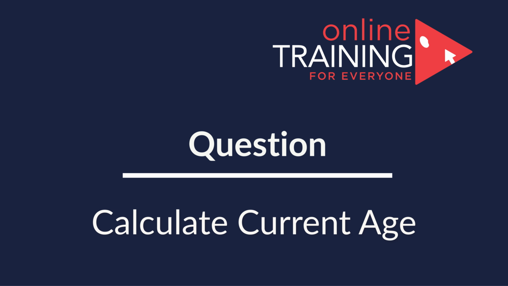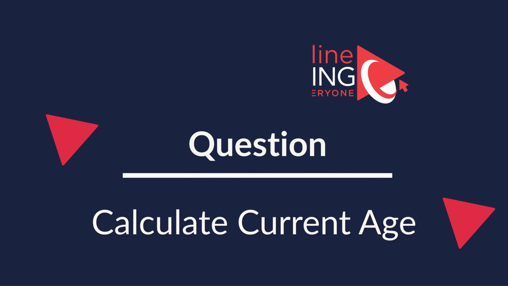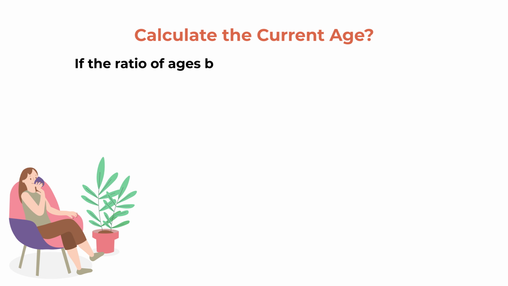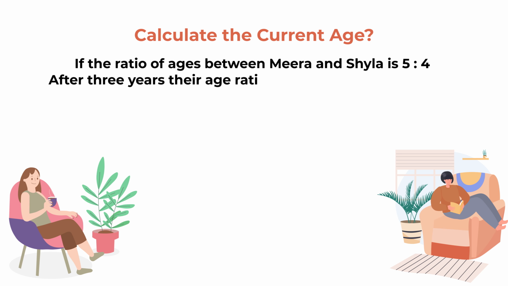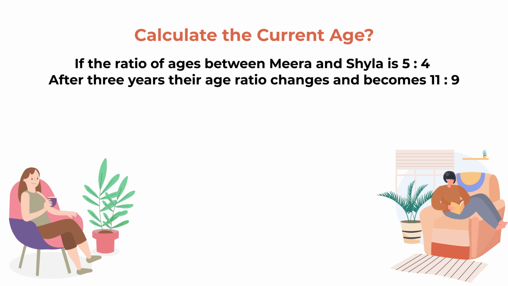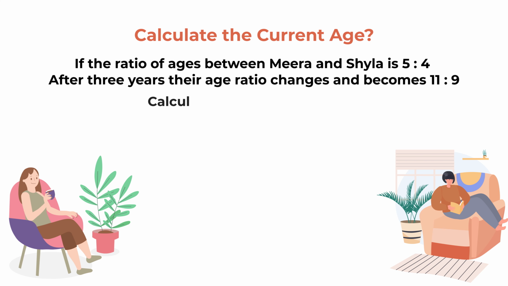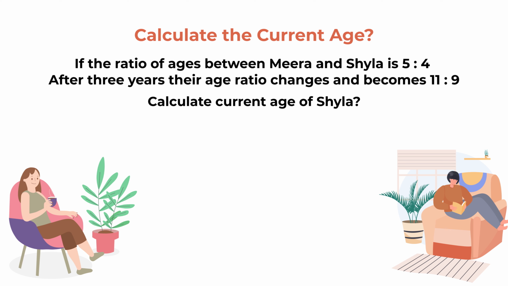Here's the question, which seems easy but has some tricky elements to it. You need to calculate the current age of Shyla. The ratio of ages between Mira and Shyla is 5:4, and after 3 years, their age ratio changes and becomes 11:9. You need to calculate the current age of Shyla, and you have 4 different choices.